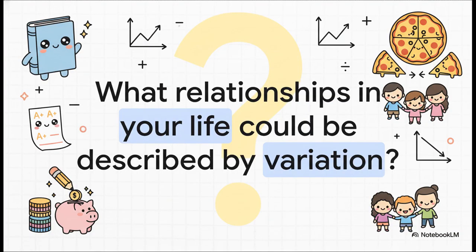So, I'll leave you with this question. How about the more you study for a test, the higher your score? That's direct. Or, the more people splitting a pizza, the smaller your slice. That's inverse. Now that you know the language of variation, you're going to start seeing these mathematical relationships everywhere. So, what will you notice first?